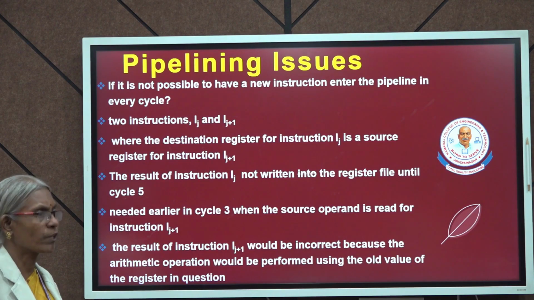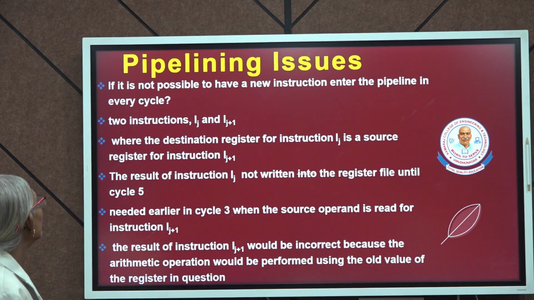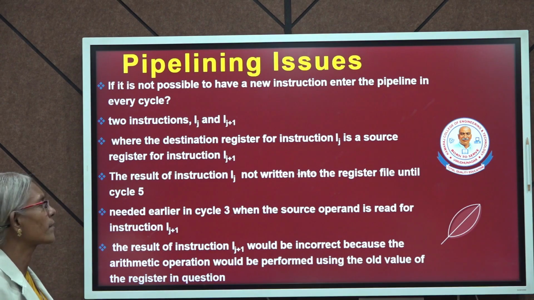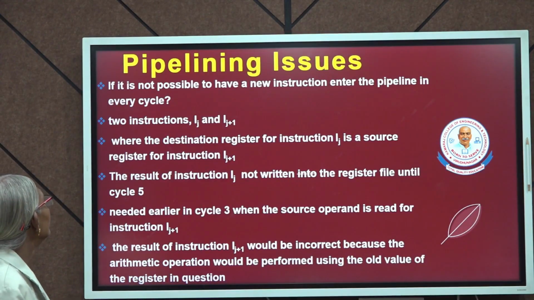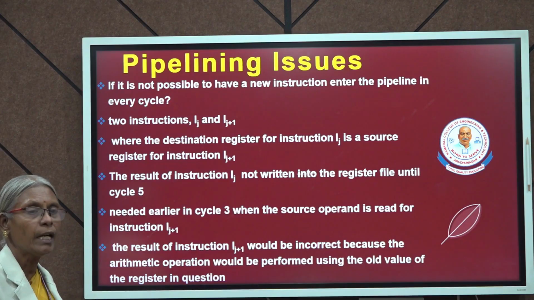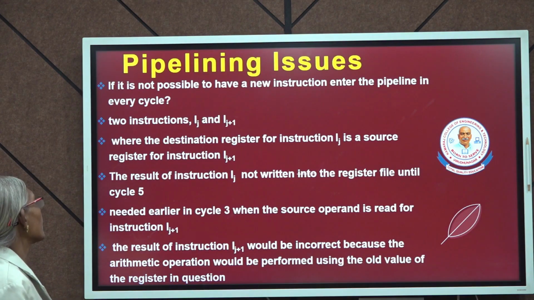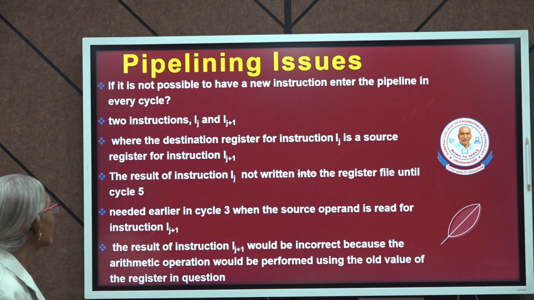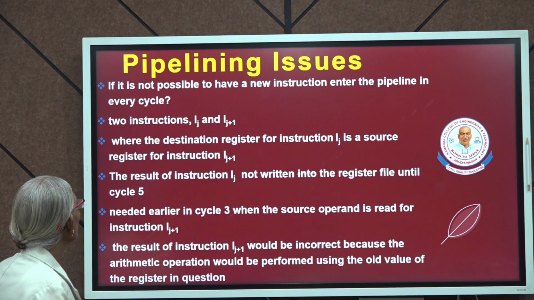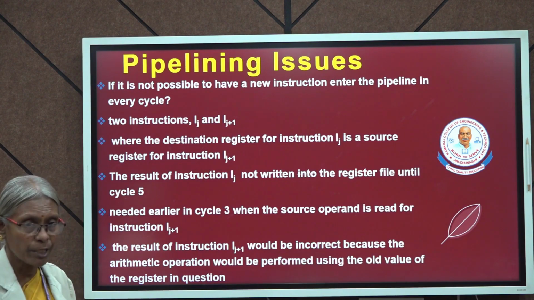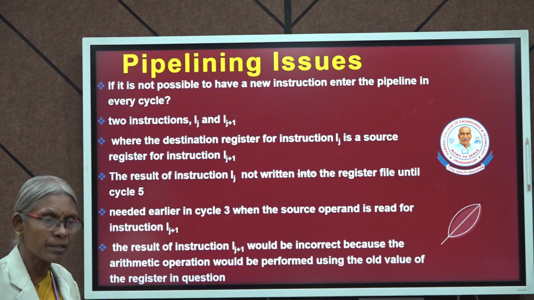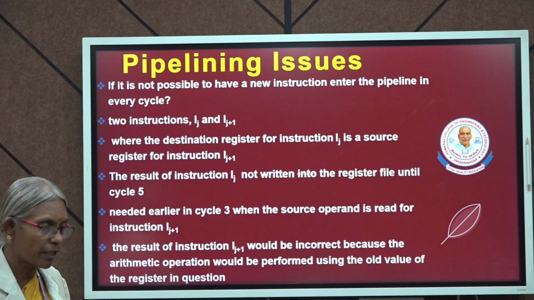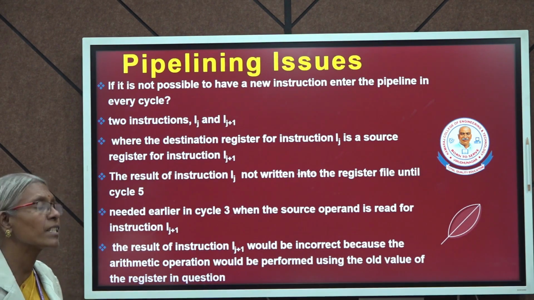Of course, we have some issues with pipelining. Let us discuss. Suppose a new instruction is not able to get the operand in each and every cycle. Let us assume Ij and Ij+1 are two instructions. Here the destination register for instruction Ij is the source register for instruction Ij+1. What is the meaning? The result stored in the particular register is the required source for the next instruction.